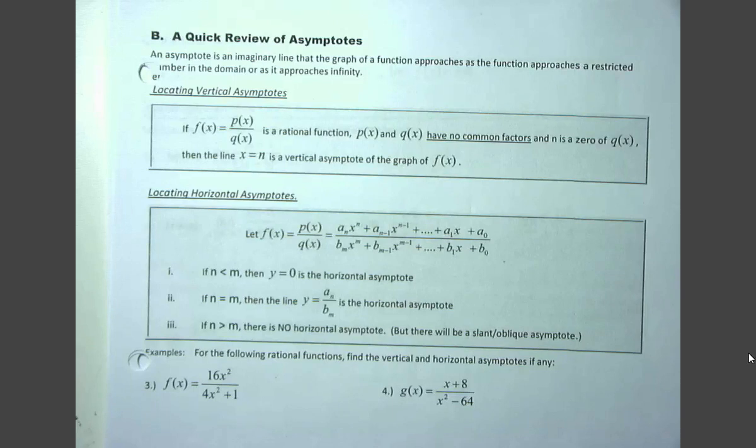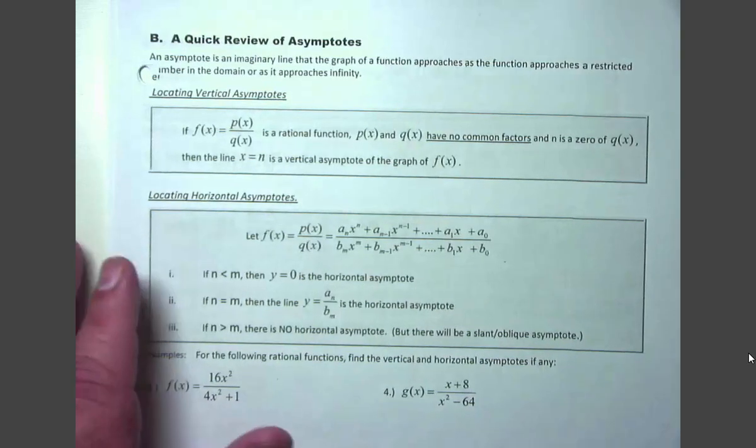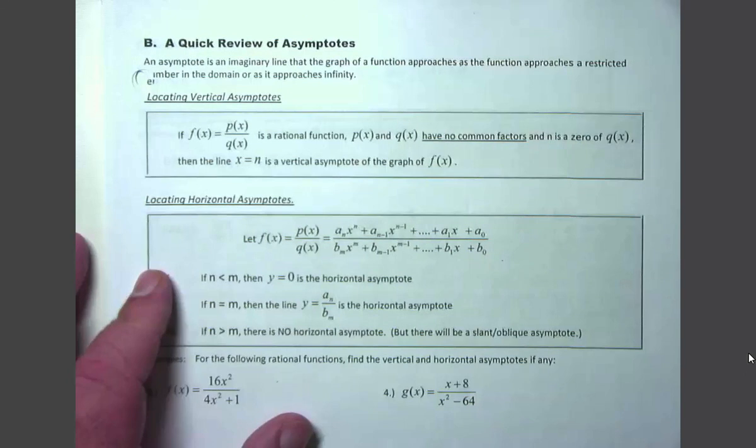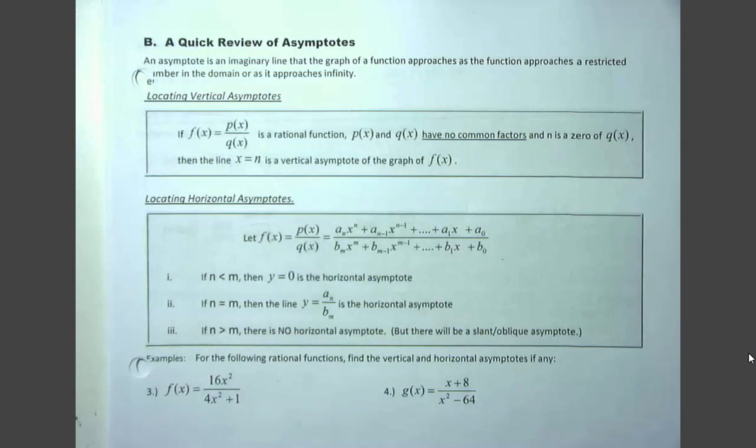Now, definition. It says this. If f of x is equal to p of x over q of x is a rational function where p of x and q of x have no common factors and n is a zero of q of x, then the line x equals n is a vertical asymptote of the function f of x. That is a textbook definition of a vertical asymptote.